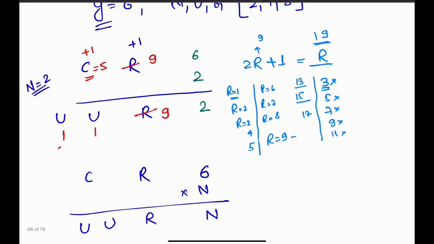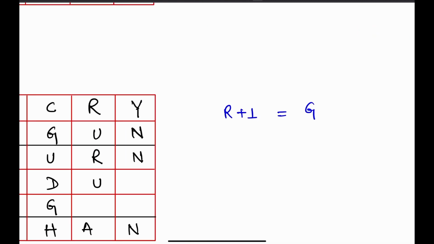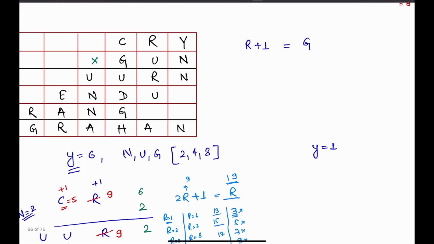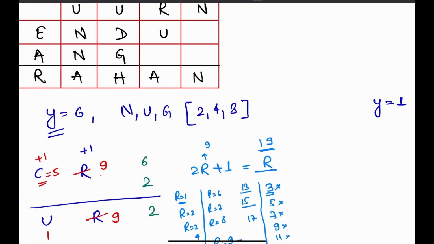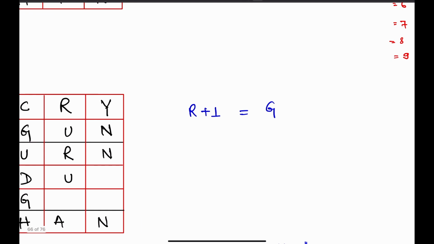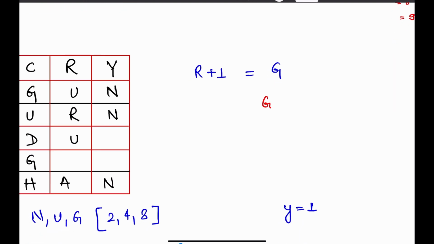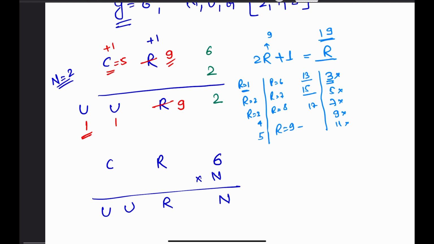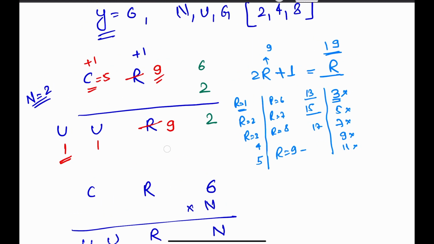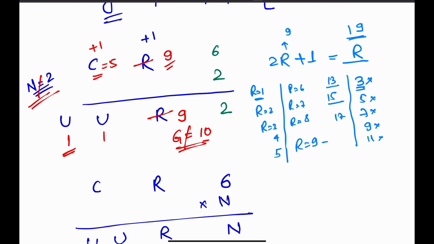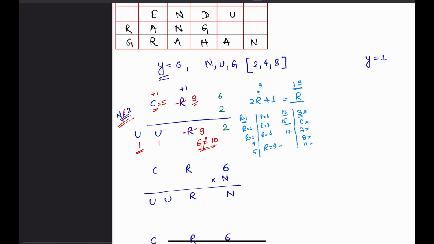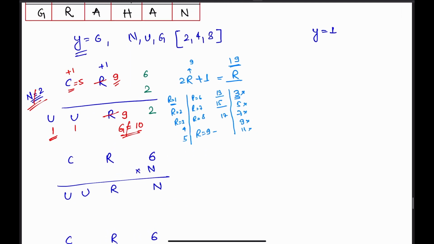But if my U is 1, okay, that is not the issue. If my R is 9, my G will be how much? My G will be 10. According to this, R plus 1 equal to G, my G will be 10, which is not possible. So can I just say that n equal to 2 is not possible? N equal to 2 is not a possibility. Yes, this I can say for sure.